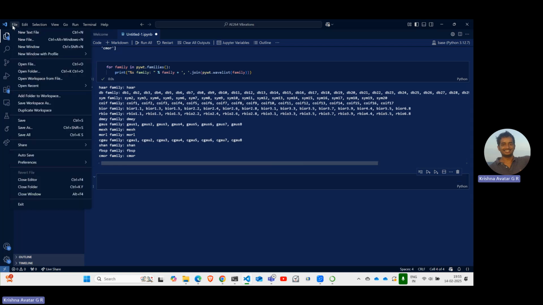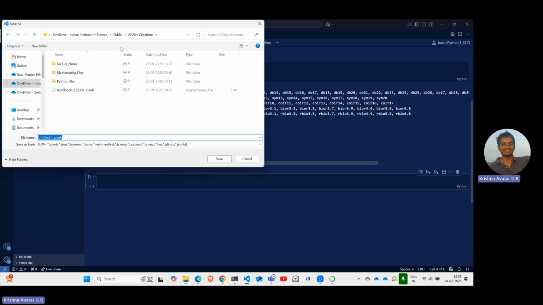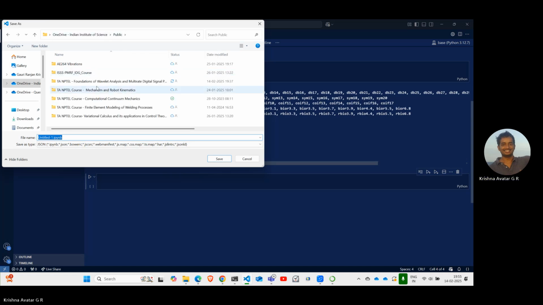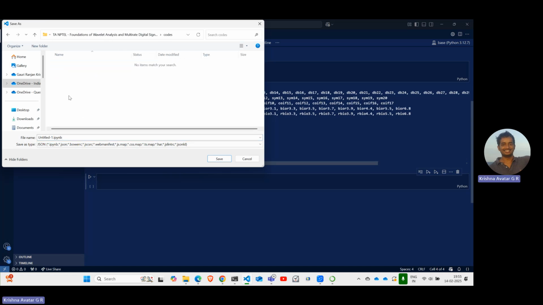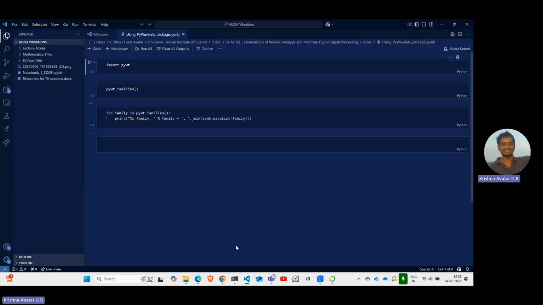And I can just save this file in the wavelets pack. I'll just put it here so that it's accessible to every one of you. So I'll just call this using the PyWavelets package. Right, so this is done.